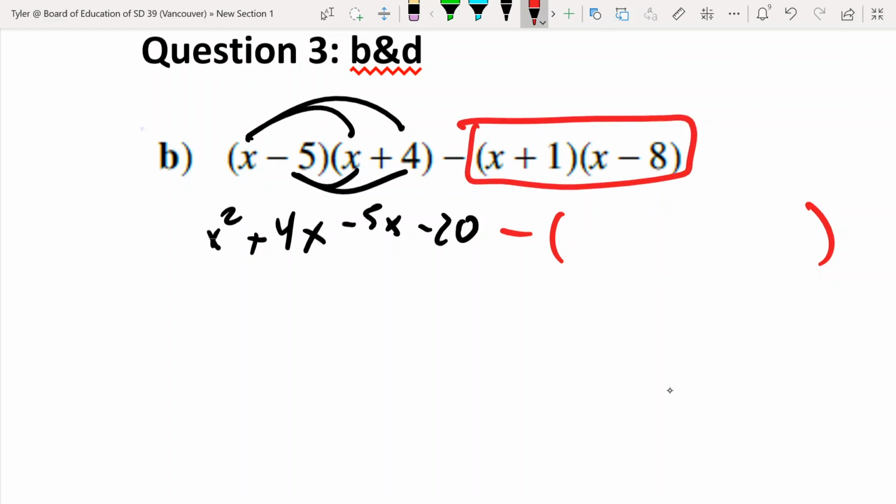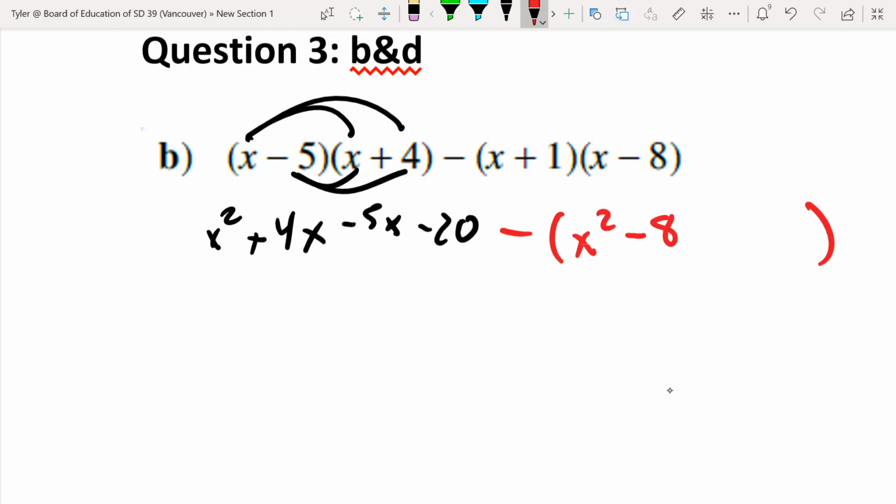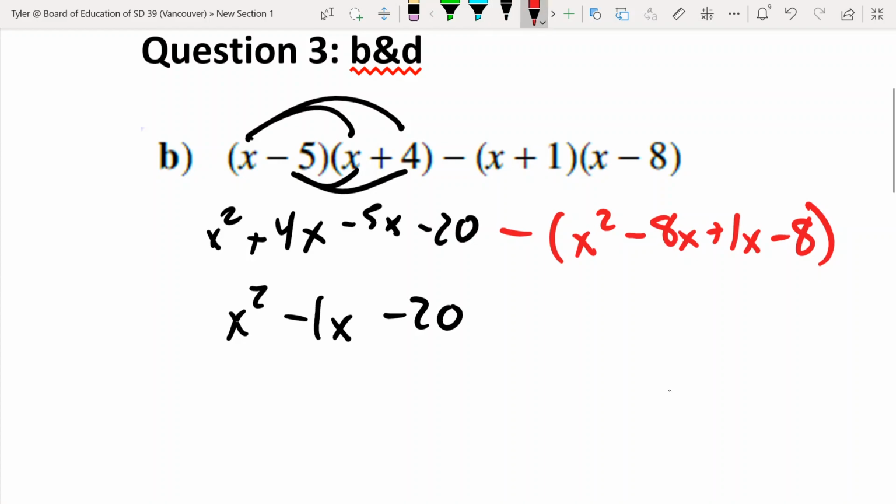So in order to subtract everything, I have to put it all in brackets. So again, x squared minus 8x plus 1x minus 8. Yeah. So now let's collect some like terms. So this is going to become x squared minus 1x minus 20 minus x squared minus 7x minus 8.